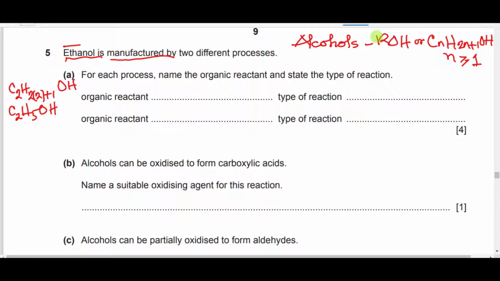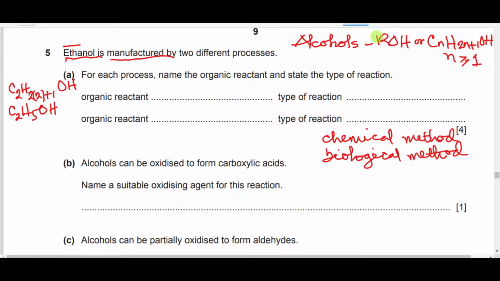Now, ethanol is manufactured in two different ways as stated in the question. And based on your syllabus, the two methods are the chemical method and the biological method. Those are the two methods used for preparing ethanol.